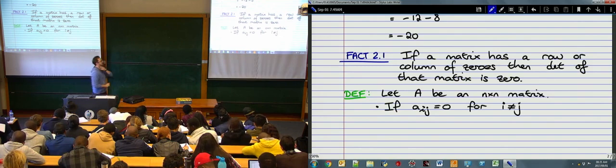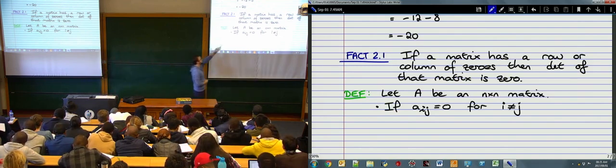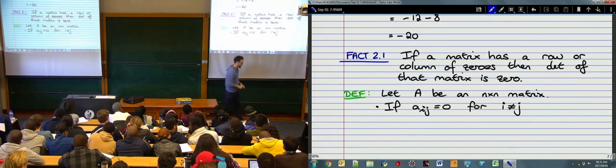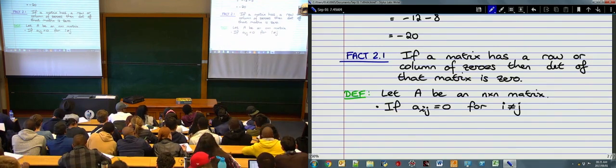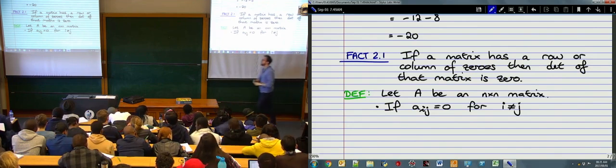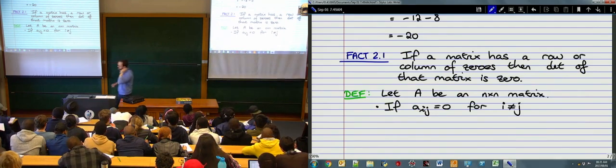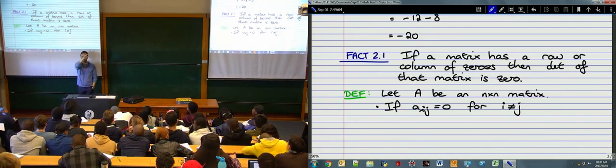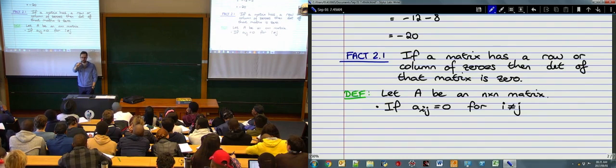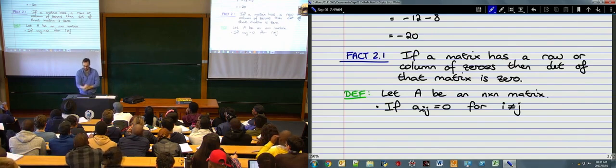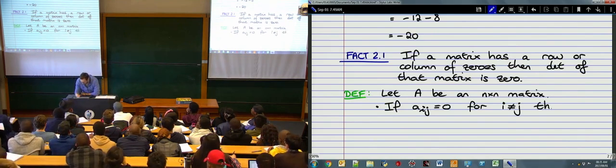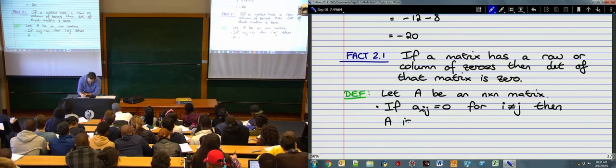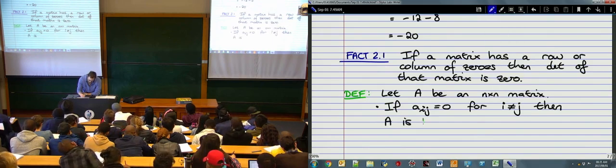So you've got an n by n matrix, and if the entries in this matrix, call them a_ij, are equal to 0 whenever i is not the same as j, then we say that this is a diagonal matrix. And if you think about what i not equal to j means, this is just saying that whenever you've got entries which aren't on that main diagonal, so not in the first row, first column, second row, second column, third row, third column, fourth row, fourth column, when you've got entries that are not on that main diagonal, they must be equal to 0. Then A is diagonal.